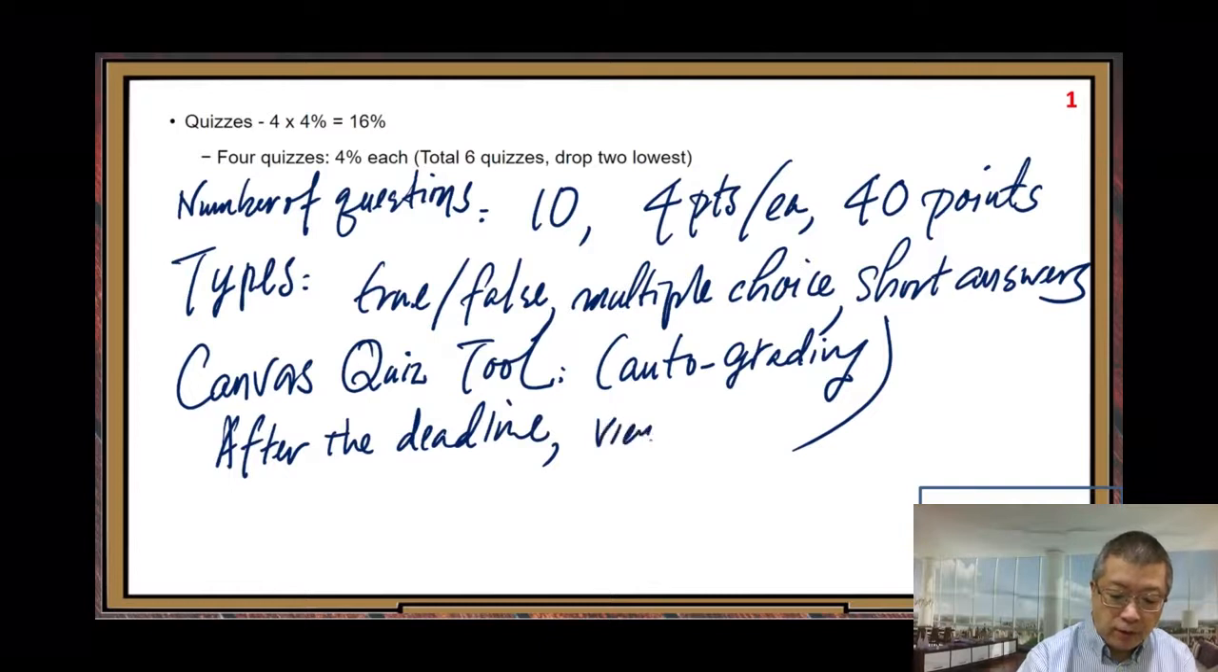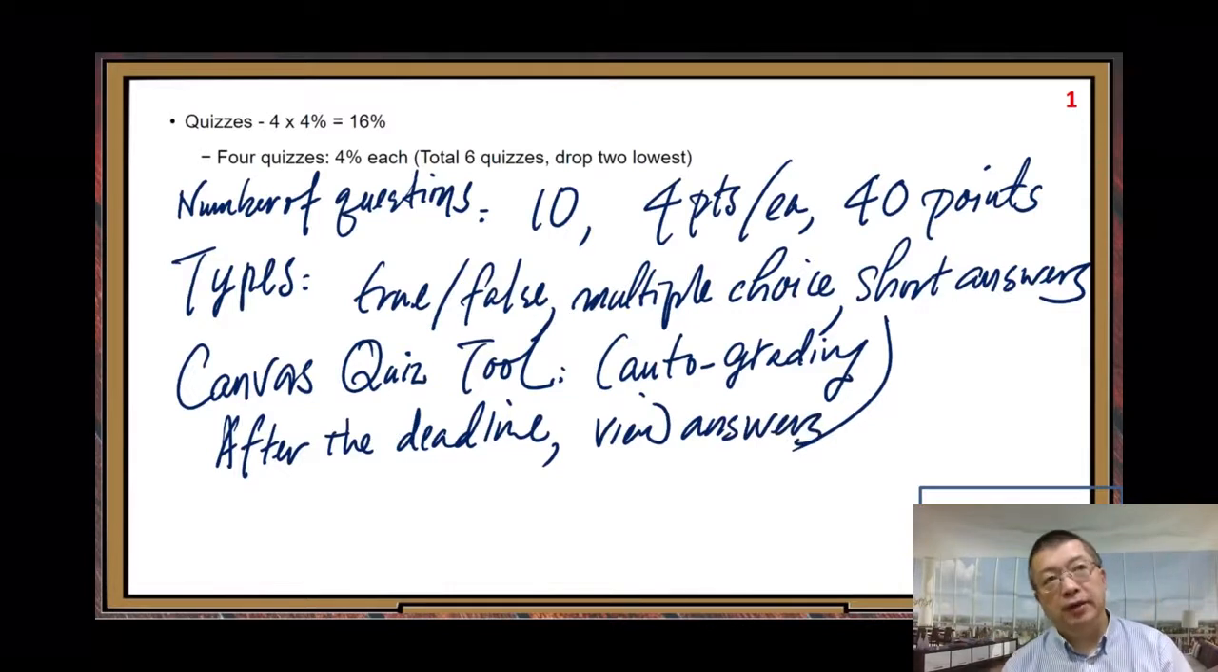So you can view answers, so you can study. But I need to open up manually after the deadline. Probably I can set that in my Canvas quiz setting. So 1 day after the deadline, or sometime after the deadline. Probably 1 hour after the deadline, you can see the answers.